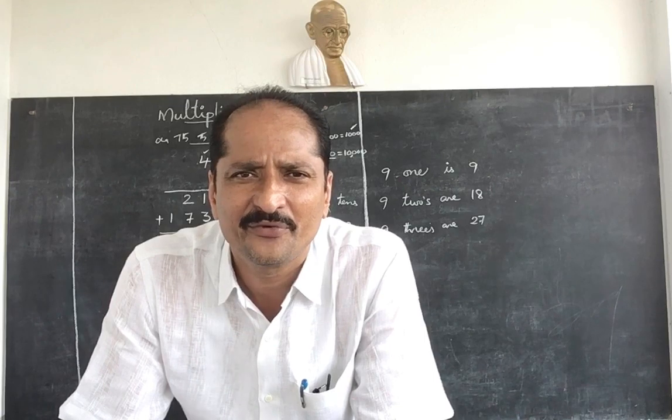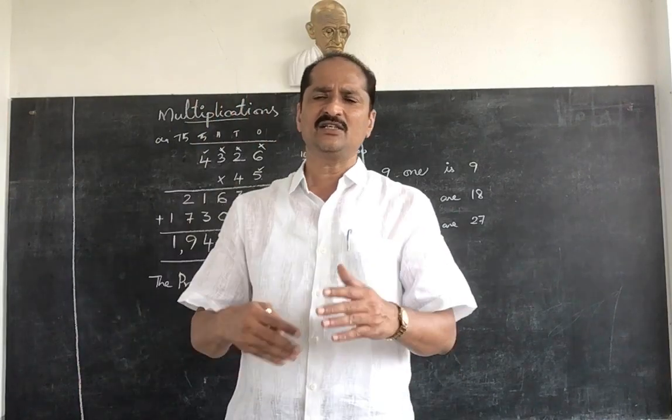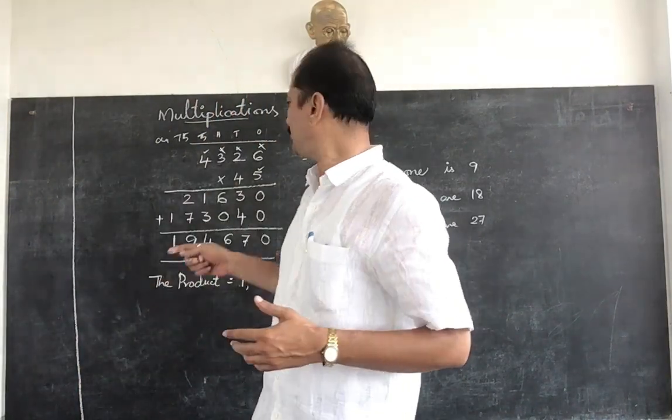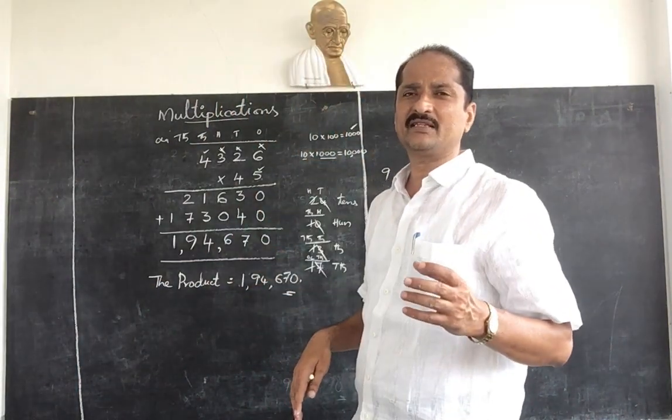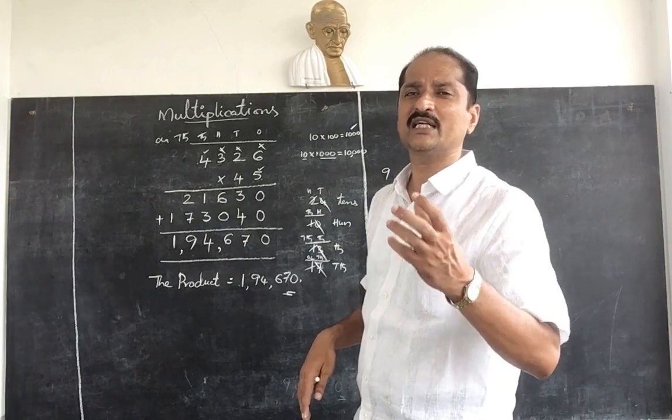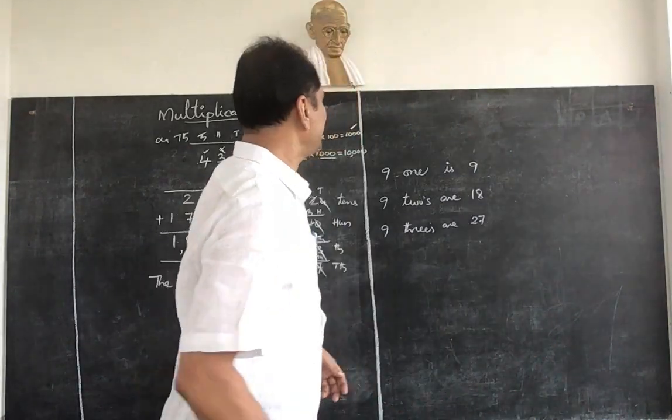So for that, it is very important to write them in columns in their places itself. Okay? So this is multiplication. Like this, we can take. For example, whenever you are multiplying with 10, 100, 1,000, 10,000, what will happen? That you can see here.